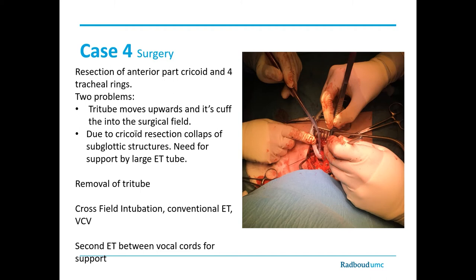So we decided to remove Tritube, and for ventilation of the patient we used cross-field intubation with a conventional endotracheal tube. You can see that in the picture on the right side. And then to support the subglottic structures, we placed a second endotracheal tube between the vocal cords for support there.